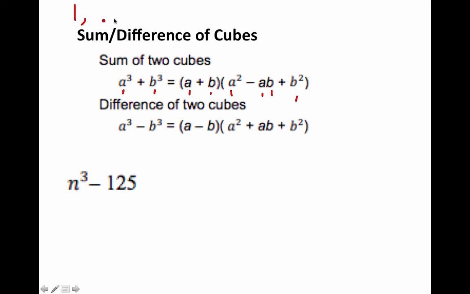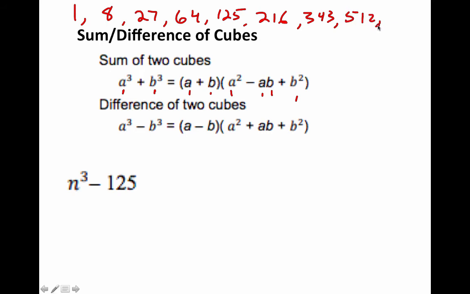1 cubed is 1. 2 cubed is 8. 3 cubed is 27. 4 cubed is 64. 5 cubed is 125. 6 cubed is 216. 7 cubed is 343. 8 cubed is, I don't know, 512. 9 cubed is 729. 10 cubed is 1,000. What do you really need to know? I don't know, probably these first 5. They're probably important. The rest of them you would have to kind of check out as you went along.